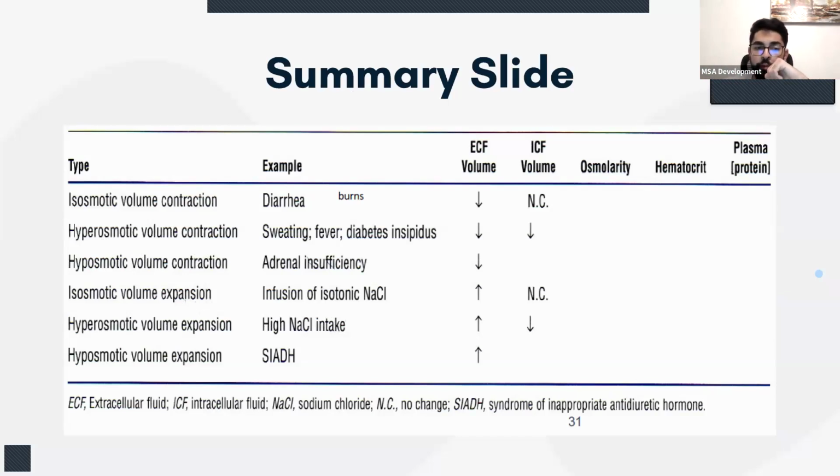The opposite goes for hypoosmotic shifts. Now fluid is going to move from outside the cells to inside the cells, okay? And so in any type of hypoosmotic shift, you're going to have an increase in ICF volume.